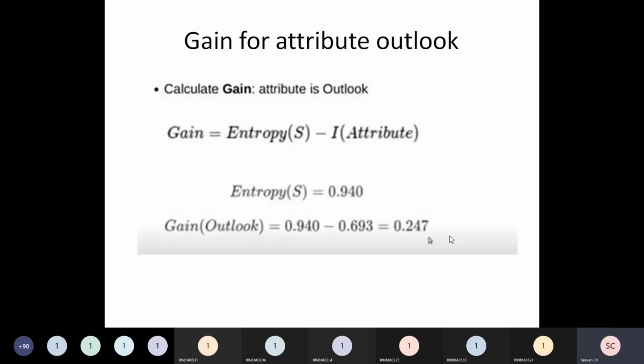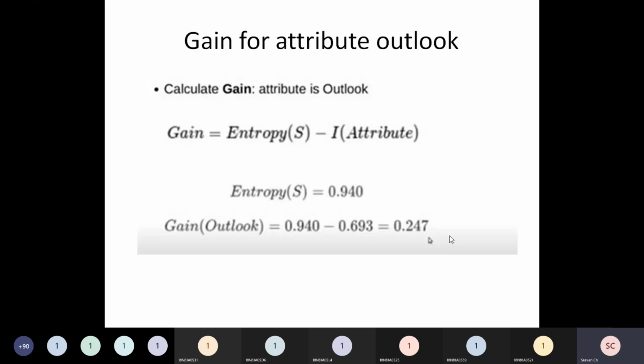So friends, this is the gain calculated for the outlook parameter, or outlook attribute. So what is the gain of the outlook attribute? 0.247. So till now what we have done is calculate the gain for only the outlook parameter. And remember this value, 0.247.